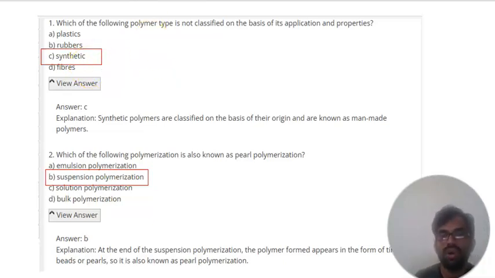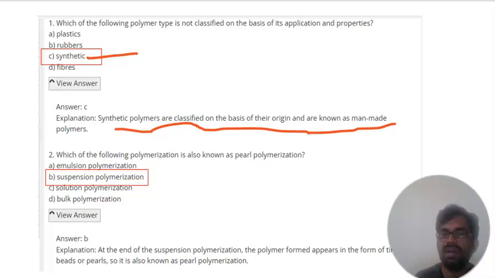Which of the following polymer types is not classified on the basis of application and properties? Synthetic polymers is the right answer. Why? Because the explanation is also given here. Synthetic polymers are classified on the basis of their origin and are known as man-made polymers. So C is the right answer for this bit.